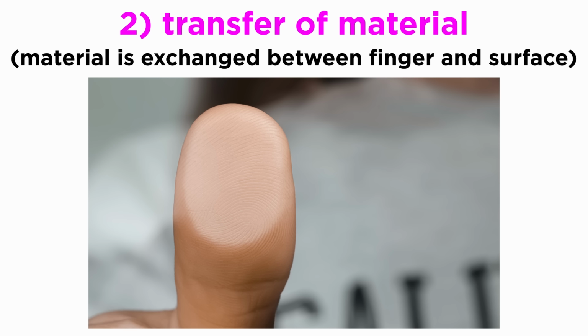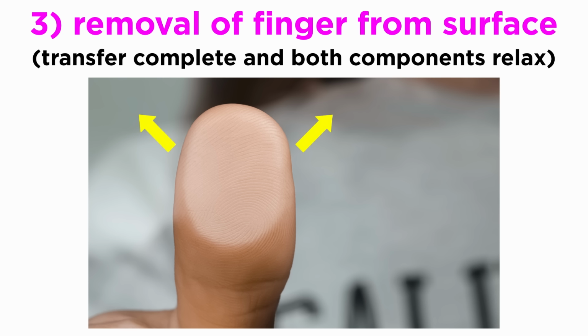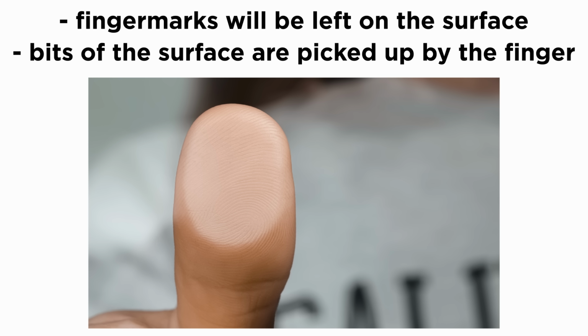The extent of transfer will depend on different factors, such as the nature of the surface, the constituents present on the surface and the applied finger, duration of time for which the finger was applied, and so forth. 3. Removal of the finger from the surface. With this stage, the process of transfer gets completed. Both the finger and the surface get relaxed to their original state. The result of this process is not only the formation of finger marks on the surface, but also constituents from the surface getting picked up by the fingers.